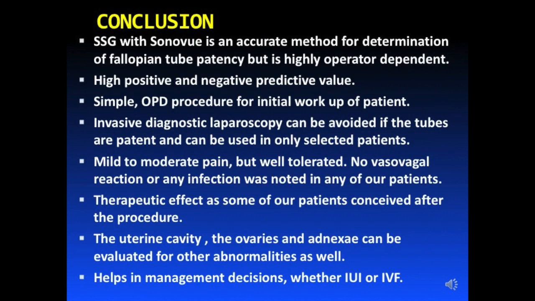So in conclusion, SSG with Sonovue is an accurate method for determination of fallopian tube patency, but is highly operator dependent. It has a high positive and negative predictive value. It is a simple OPD procedure for initial workup of patients with infertility. Invasive diagnostic laparoscopy can be avoided if the tubes are patent and can be used in only selected patients.